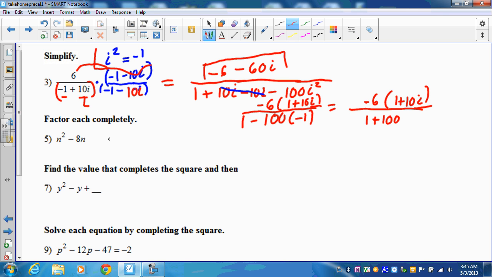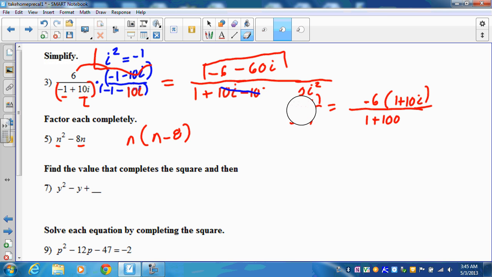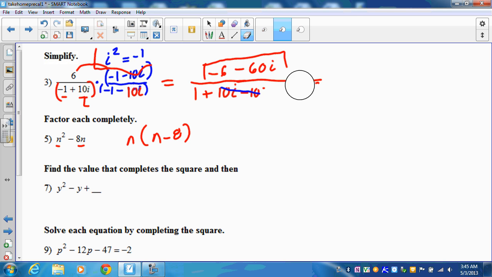Alright, now number 5 is pretty easy. Just want you to factor it completely. Okay, well, all we have in common is that we have an n in there, right? So if you take an n out, you have n minus 8. So that was a fairly easy problem right there.